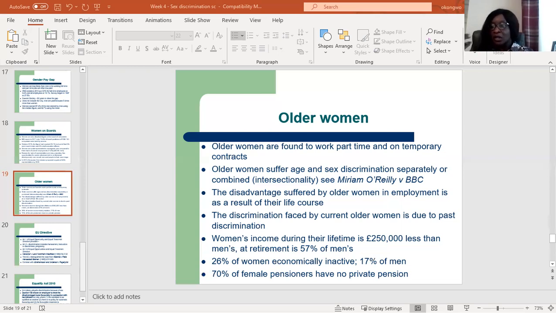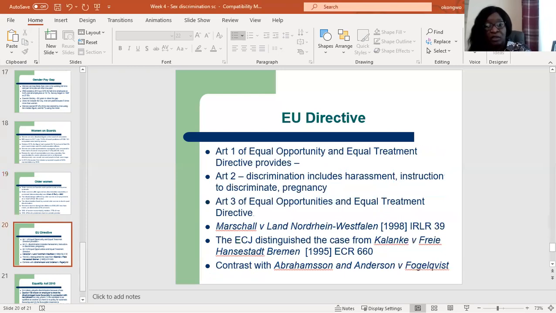So during their lifetime, a woman earns £250,000 less than a man. And their income at retirement is 57% of a man's income. This is because of the overall employment, which meant fewer opportunities to accrue pension for them. So yeah, just quickly move on to the next one, so I can finish up.